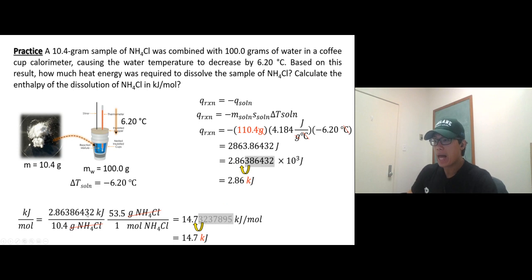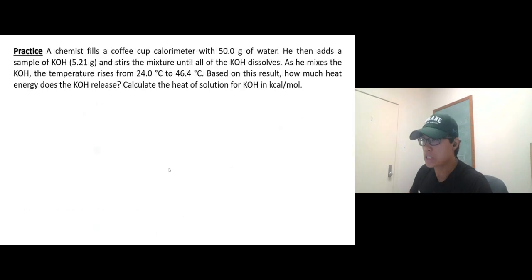So note that when I plug in here, I use 2.86386432 kilojoule. I didn't use the one that I rounded off. All right. So again, one more time. Every time you round off, you add uncertainty to your calculation. So when you want to round off, do it only one time. If you need this number to do something else, use the one that you haven't rounded off yet. Put it in here. Okay. So keep the uncertainty the same. All right. Now your turn. So try to do this together in the next video.